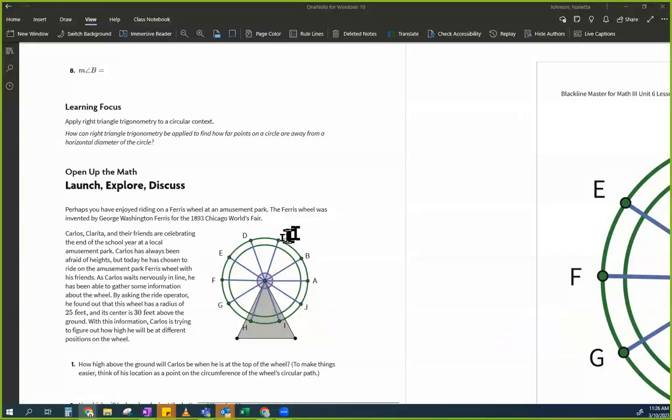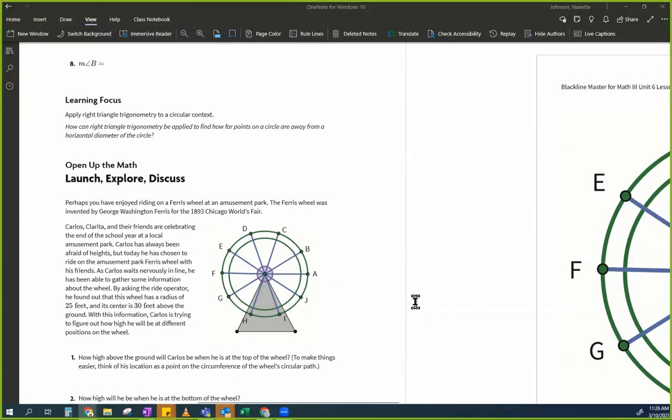Does that make sense? So whenever I draw an altitude, my altitude is always going to be, well, this is Miss Johnson's preference, I really like it to go to the horizontal, right? And later on, this will be the x-axis, right? Okay. So you want me to find a right triangle in here. So some of you should see the right triangle now, right? How are you going to use that to find the points that are away from a horizontal diameter? Just like I said, draw an altitude. All right, here we go.